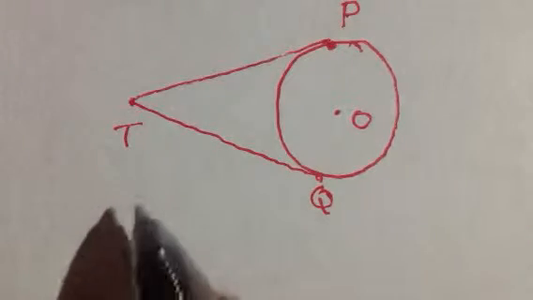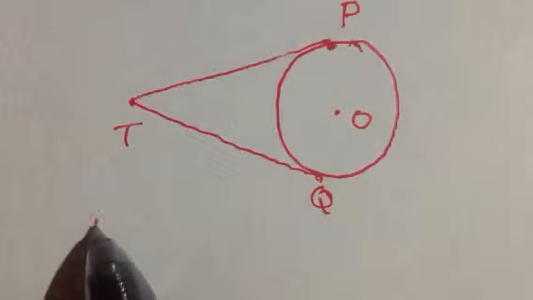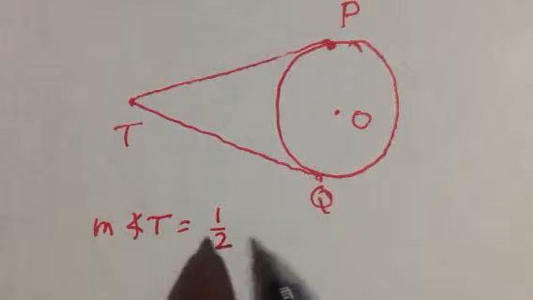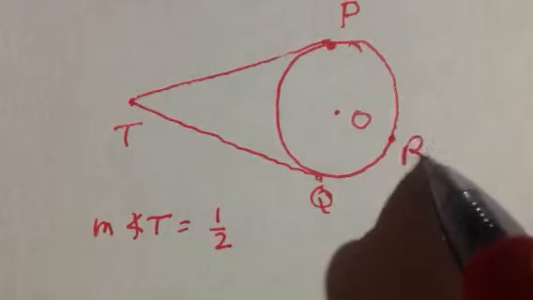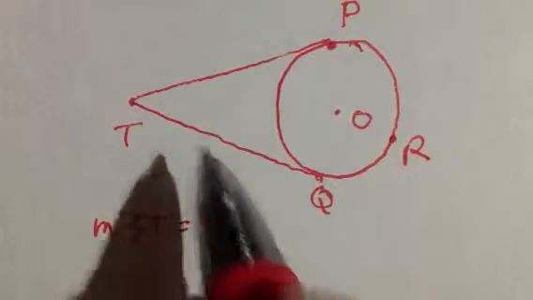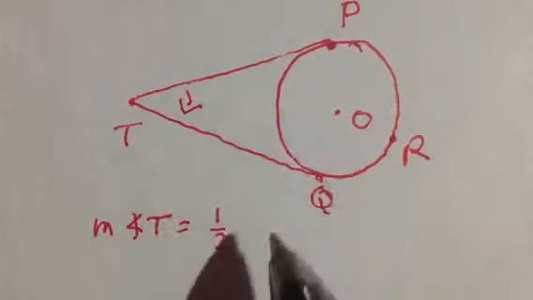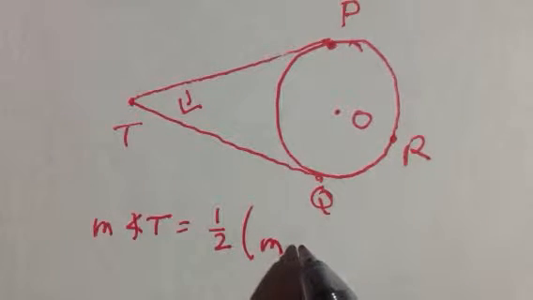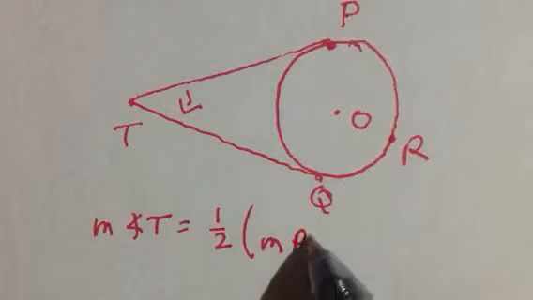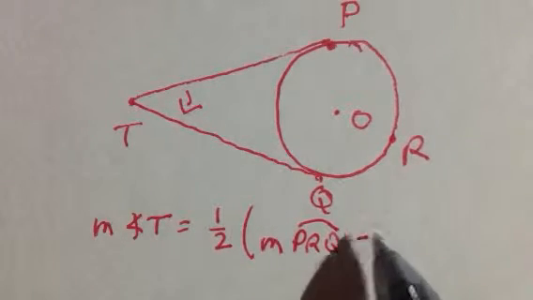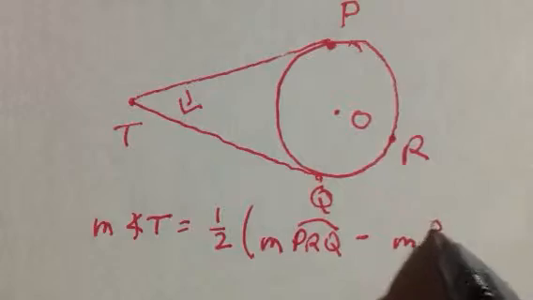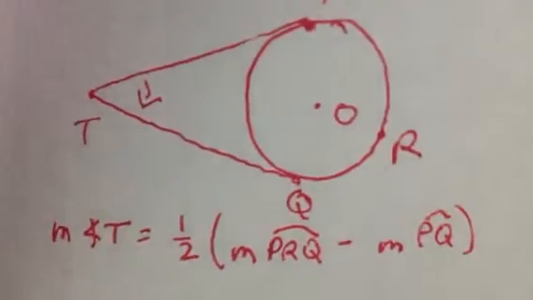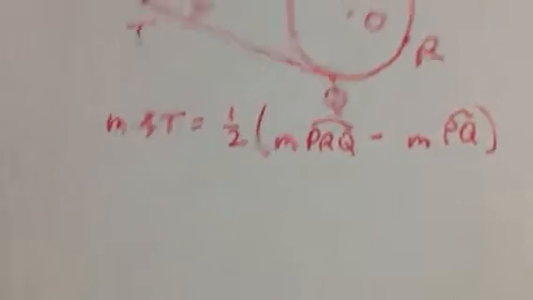Okay, and what we need to prove is that the measure of angle T is equal to 1/2, and let's put a reference point here for the major arc. The measure of angle T, this measure there, is equal to 1/2 the measure of the major arc, which is PRQ, minus the measure of the minor arc, which is PQ. Okay, that is what we need to prove. Let's see how we go about proving it.